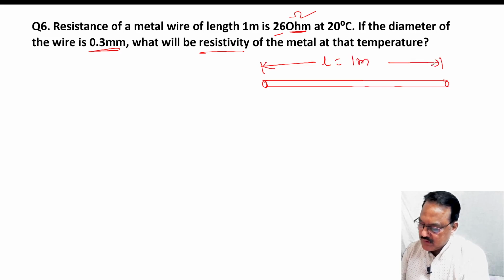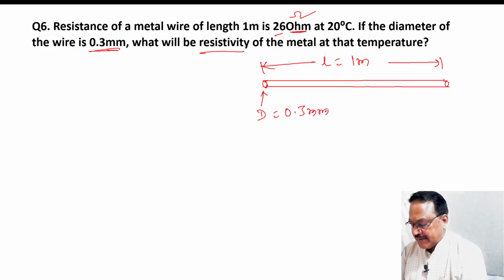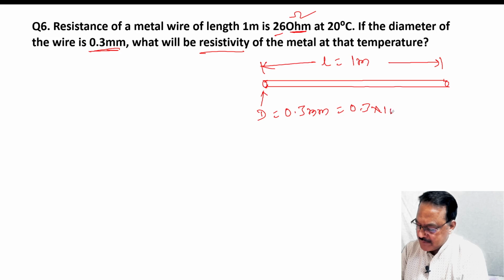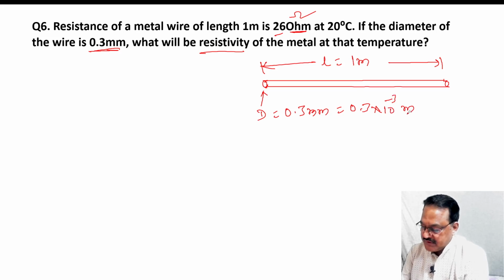Okay, next. The resistance of this wire is also given here. Diameter is also available. Diameter of the wire is 0.3 mm. Here its diameter is given as D. D is equal to how much? 0.3 mm. So it is to be converted into meter. So what we have to do? 0.3 is to be multiplied by 10 to the power minus 3. It will become meter. So this is the diameter.